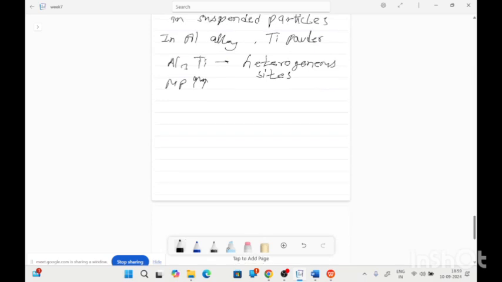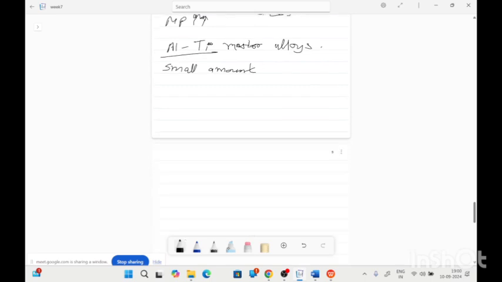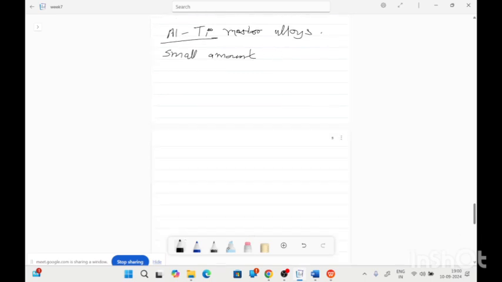Titanium is not directly added to the alloy. An aluminum titanium master alloy, which has a specific composition, is added in the aluminum alloy melt, and the amount of this master alloy also depends on the concentration of aluminum which we will require in the matrix. A very small amount of this master alloy is used for generating the heterogeneous nucleation.